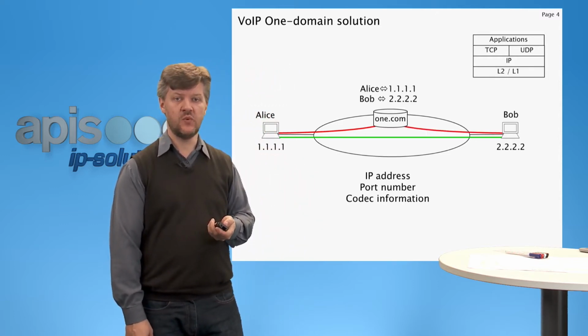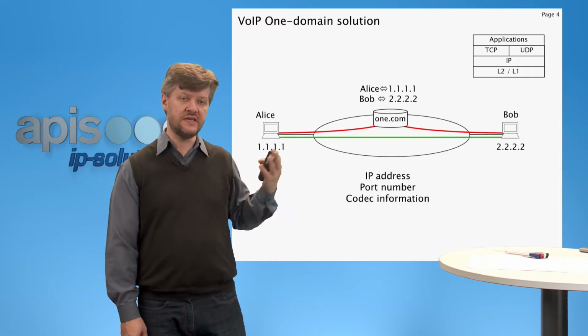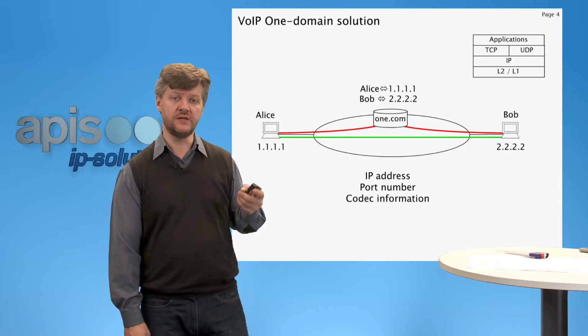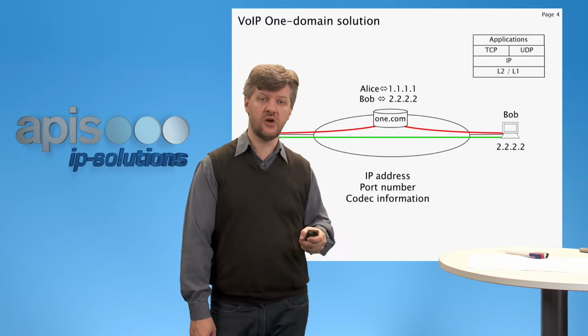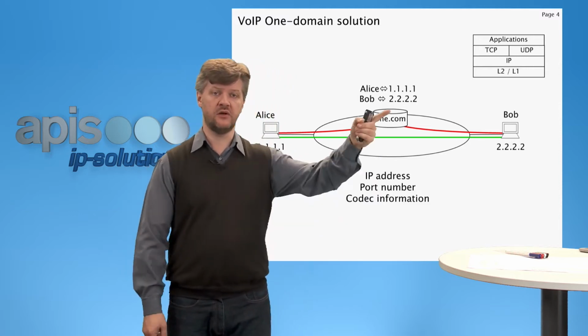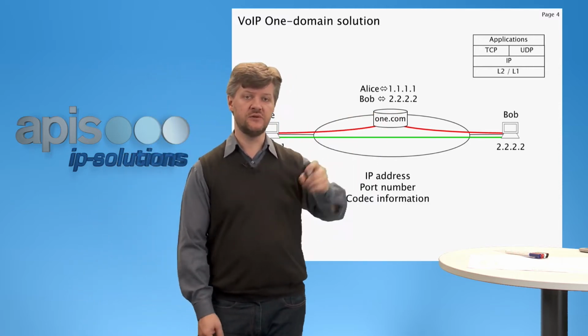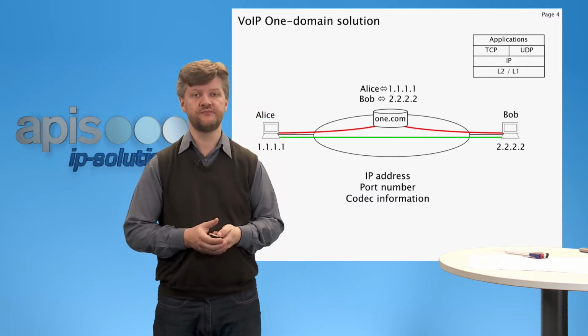That means when Alice wants to call Bob, she doesn't need to meet up with Bob in the woods. She can just ask one.com, where is Bob? And one.com says back, well, Bob is at 2222. That's his IP address.